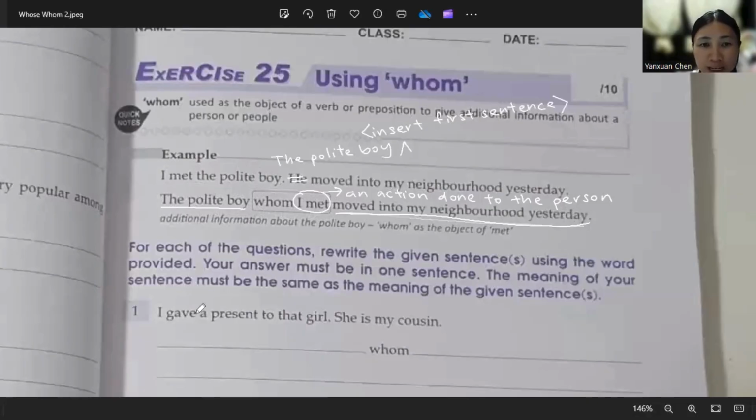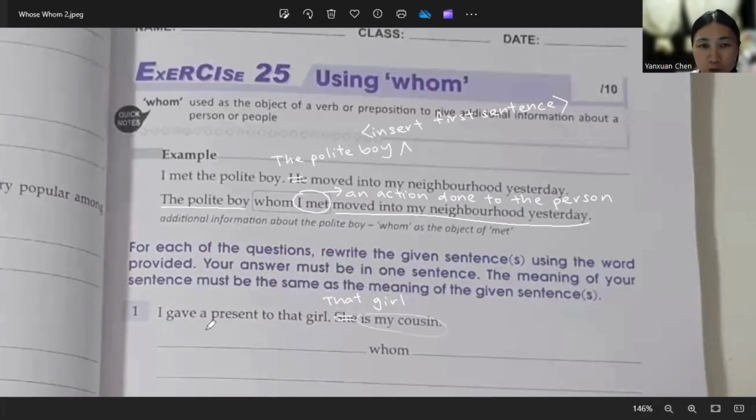Okay, let's try another question. I gave a present to that girl. She is my cousin. Okay, so you should use this as the main sentence. So who is the she? She is referring to that girl. Okay, so first we change it to that girl. So that girl is my cousin.